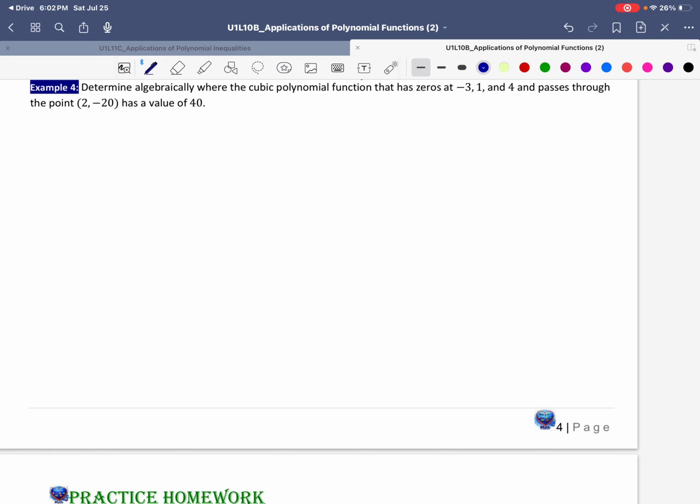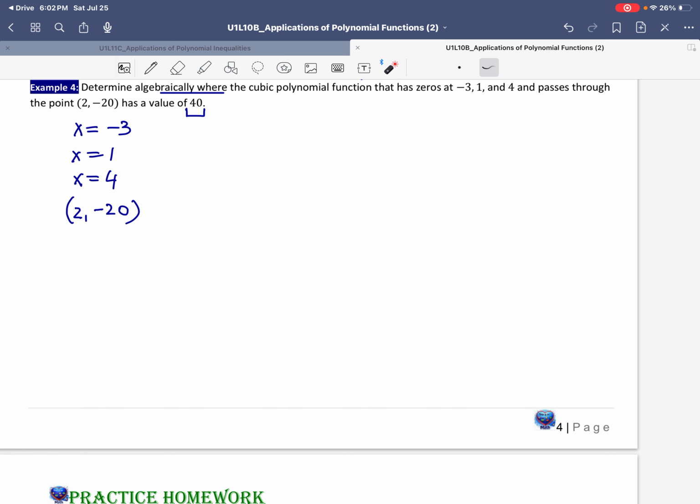We're going to start off with the zeros. So the zeros are at -3, at +1, and at +4. And it passes through the point 2 and -20. And we have to find where does this polynomial function have a value of 40. Okay, so in this case, we're going to start off by creating the factors. So we have x plus 3, x minus 1, and then x minus 4. These will be the factors based on the roots.